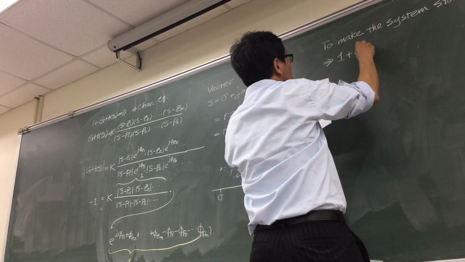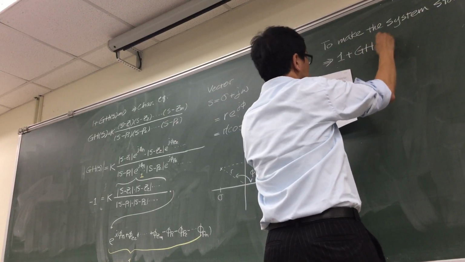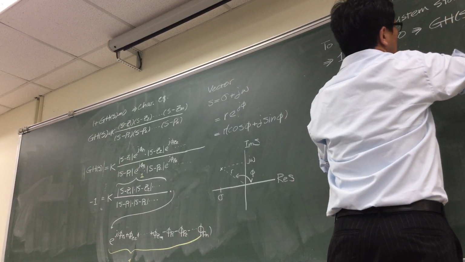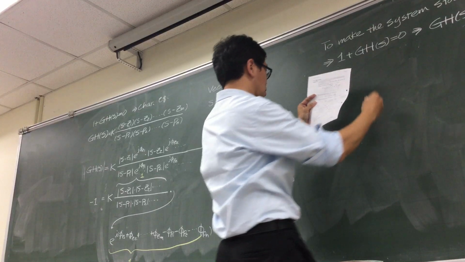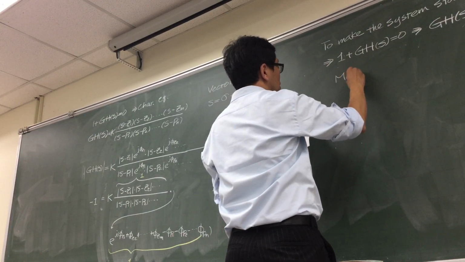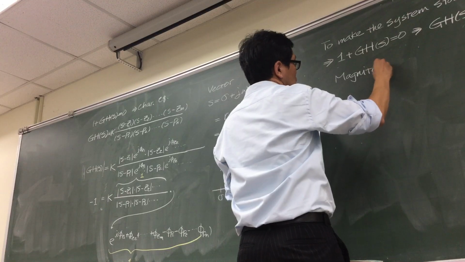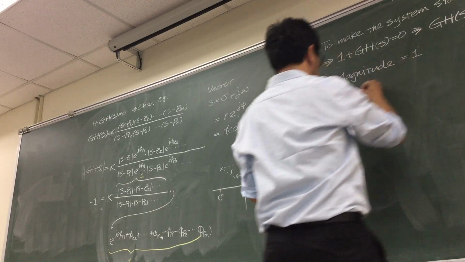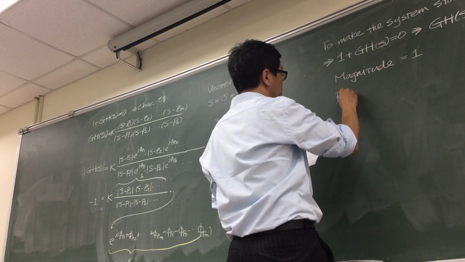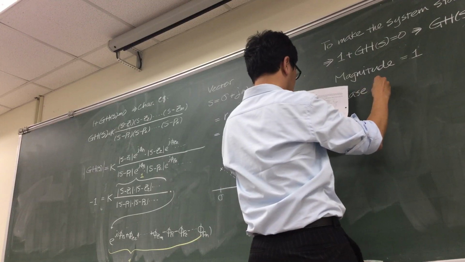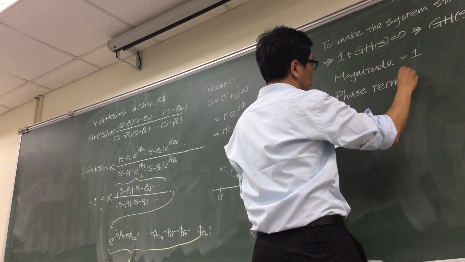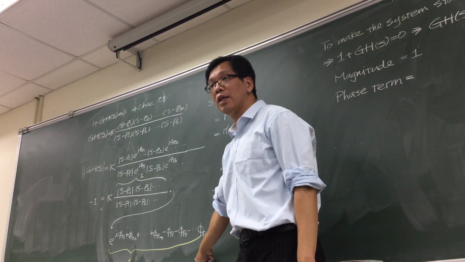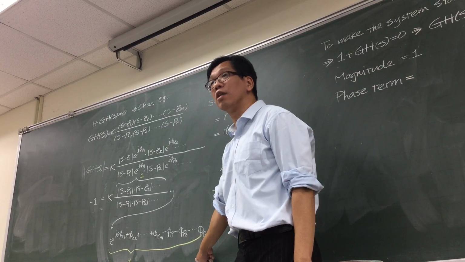One plus GHS equals 0, which yields GHS equals negative 1. Magnitude, which is this part, equals 1. Phase term: when I say it's negative 1, do I have 180 degrees only?